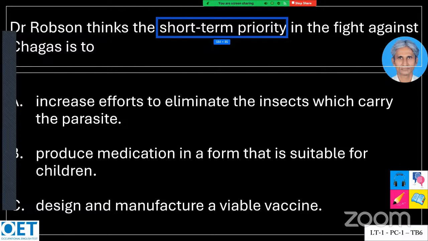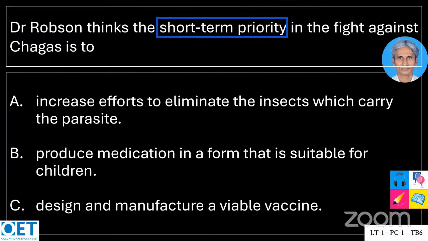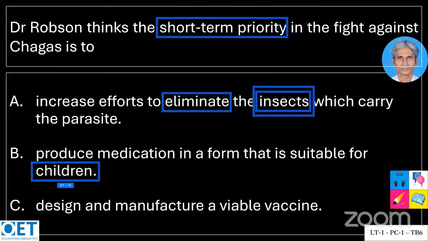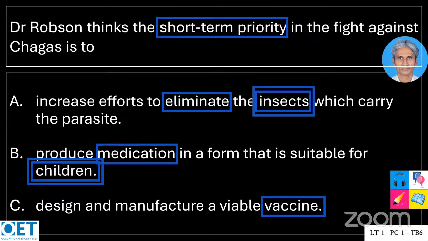Short-term priority. Eliminate the insects. Insects are the problem. Produce medication in a form that is suitable for children. Children have problems, so create medication. Then vaccine. Vaccine is not there, so design and manufacture.